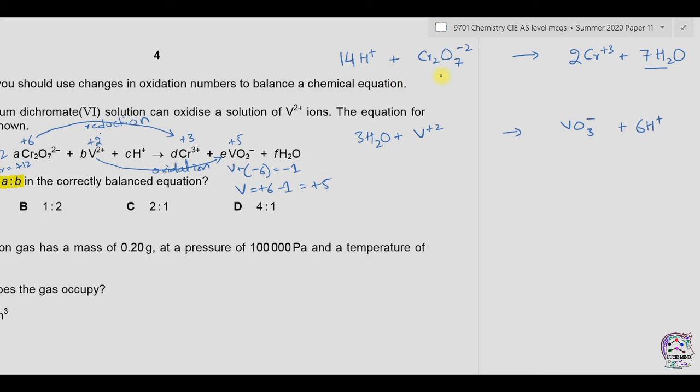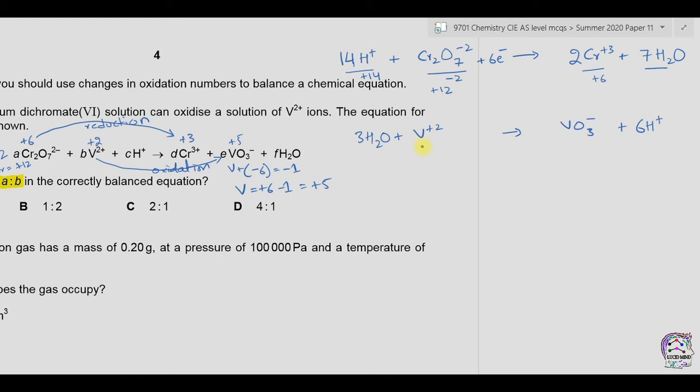Now another step is to balance the charges by adding electrons on either side of the equation. We have +14 charge and -2 charge, so the overall charge is +12 on the reactant side. We have +6 charge on the product side. So we can reduce the charge by adding electrons. We can add 6 electrons to the reactant side, so it will become +6.